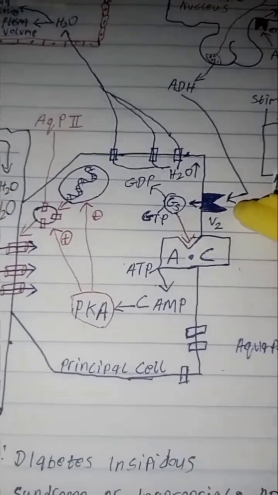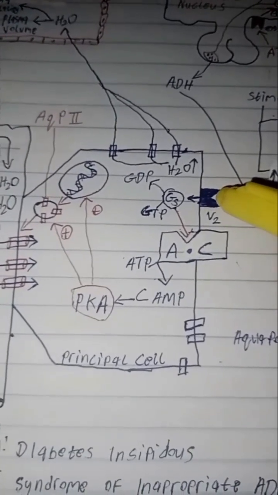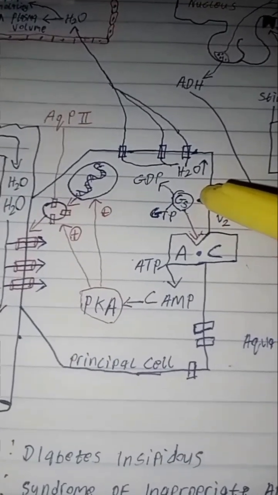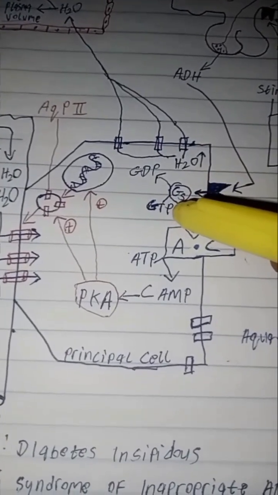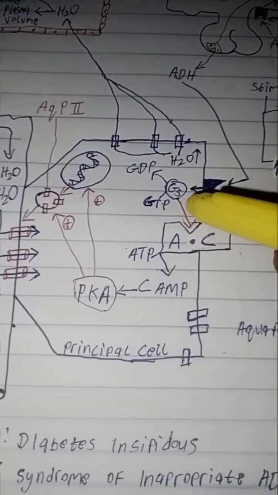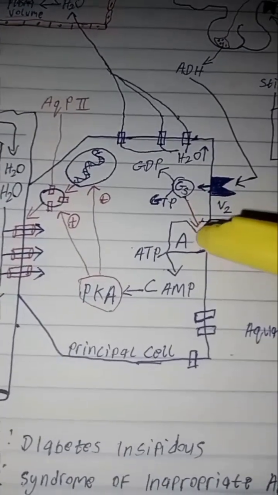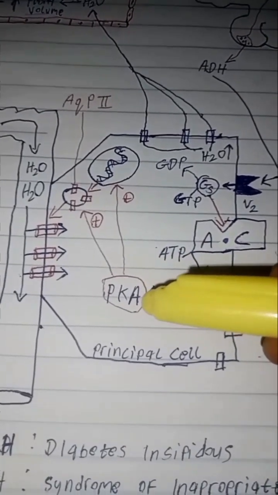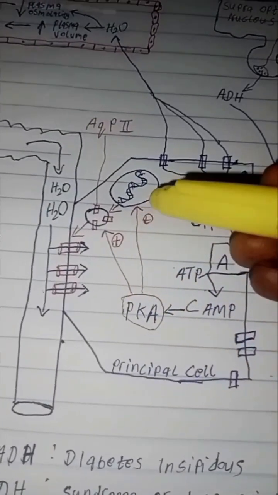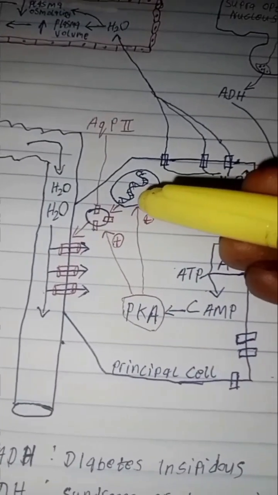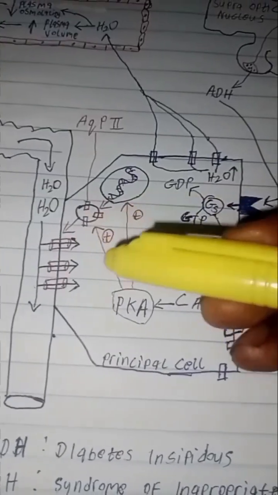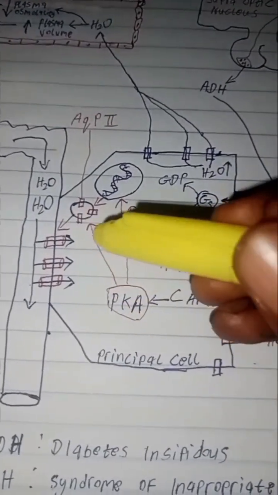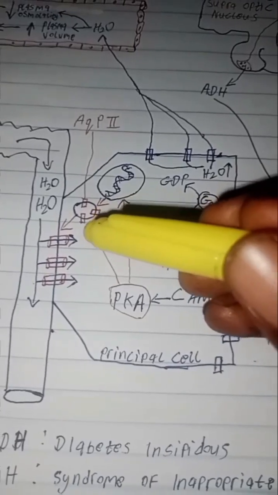ADH is also known as vasopressin. So, this vasopressin 2 receptor then activates a Gs protein, which usually binds to GDP, but now it binds to GTP. This Gs protein activates adenylate cyclase, which converts ATP into cyclic AMP. Cyclic AMP then activates protein kinase A. Protein kinase A goes to the nucleus and activates a gene to synthesize aquaporin 2. Protein kinase A, again, comes to these proteins here and stimulates them to be expressed in the cell membrane.